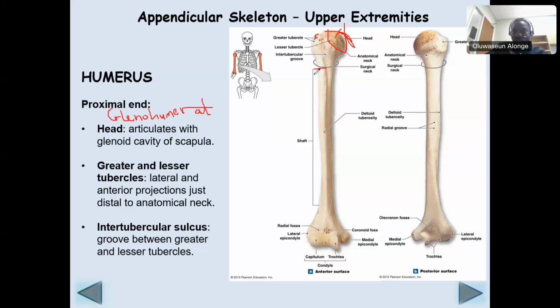Now, this will be the shaft or the diaphysis. I talked about that in the previous chapter. And right here, we have the medial epicondyle and then the lateral epicondyle. Then we have the capitulum here. We have the trochlea here. Both of them make a condyle, which is why this is the epicondyle. Epi means outward or upper.